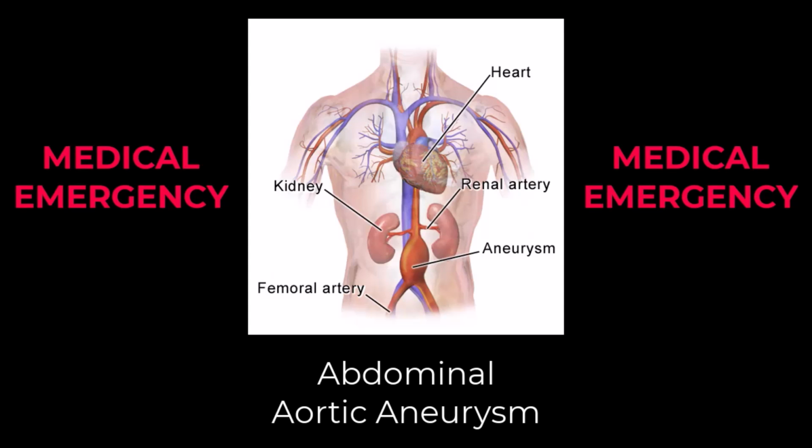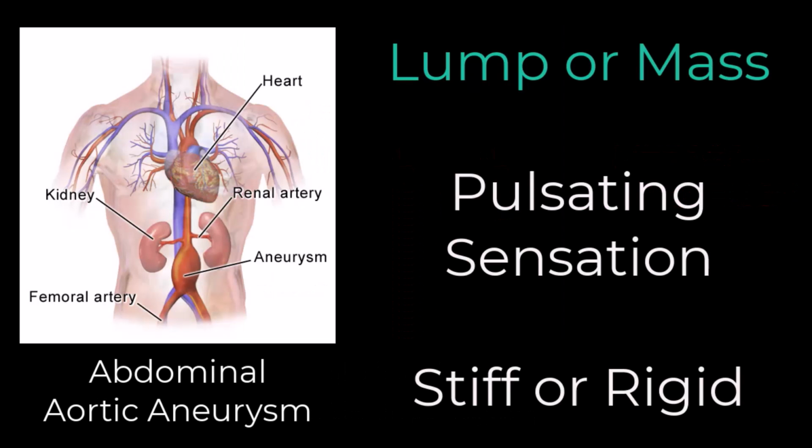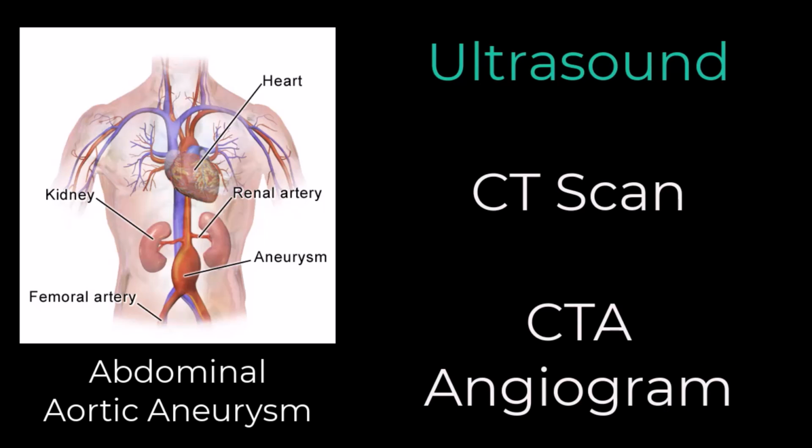Exams and tests. Your healthcare provider will examine your abdomen and feel the pulses in your legs. The provider may find a lump or mass in the abdomen, a pulsating sensation in the abdomen, and a stiff or rigid abdomen. Your provider may confirm this condition by doing the following tests. An ultrasound of the abdomen when the abdominal aneurysm is first suspected. A CT scan of the abdomen to confirm the size of the aneurysm. And a CTA, which is a computed tomographic angiogram, to help with surgical planning. Any one of these tests may be done when you are having symptoms.